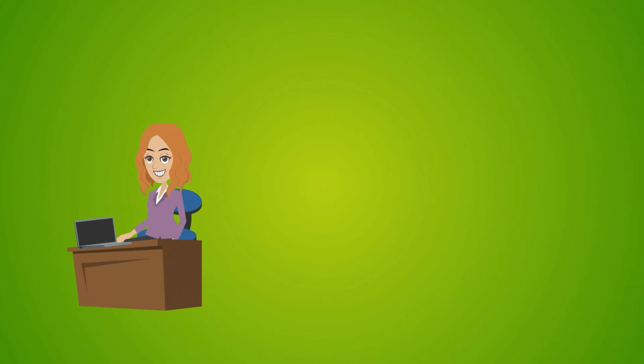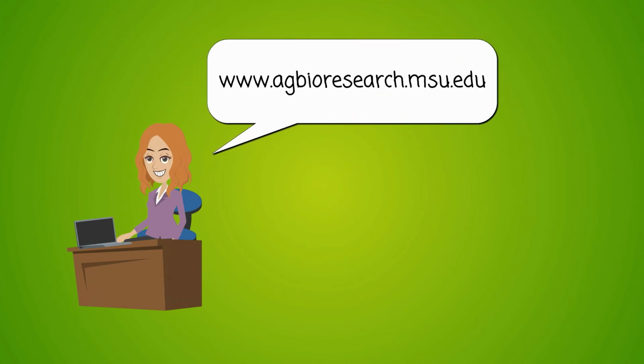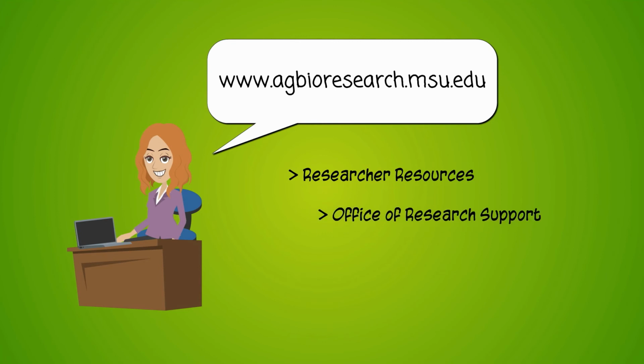A budget template showing both the USDA and MSU F&A rates is available for you to download and use on the Ag Bio Research website. Go to agbioresearch.msu.edu. Click on Researcher Resources on the left side of the page, then click on Office of Research Support. The template is located under Budget Worksheets, USDA NEFA.